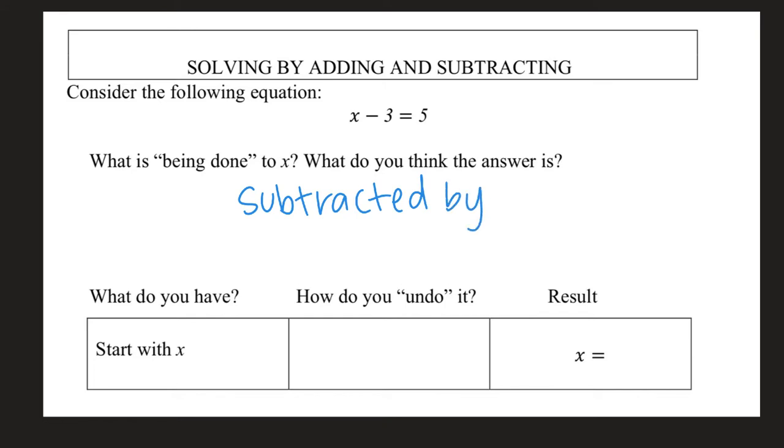Some of you may be able to guess what the answer is, but I want to show how this process of solving is done by showing our steps on our paper. So right now, we are starting with x, and we want to undo what is happening to x. Like we said, it's being subtracted by 3, so we are going to undo that by adding 3 on both sides of the equation.